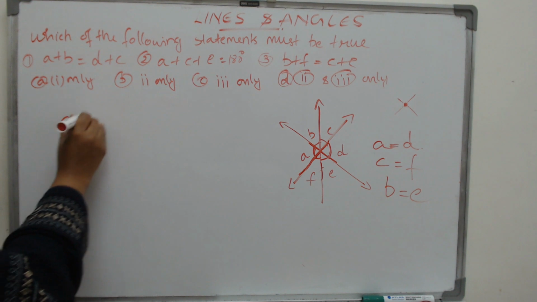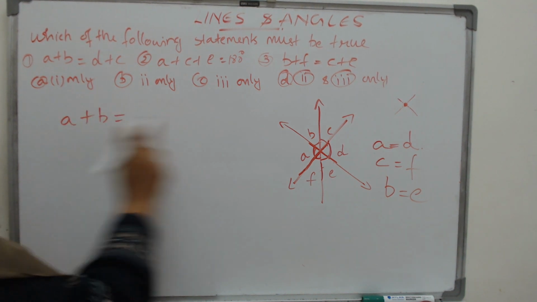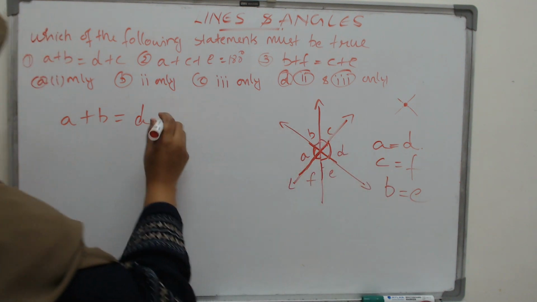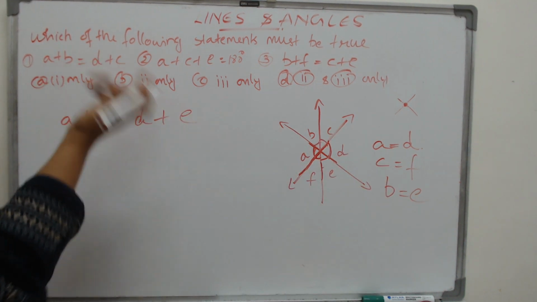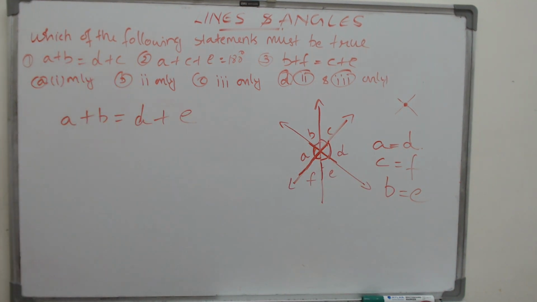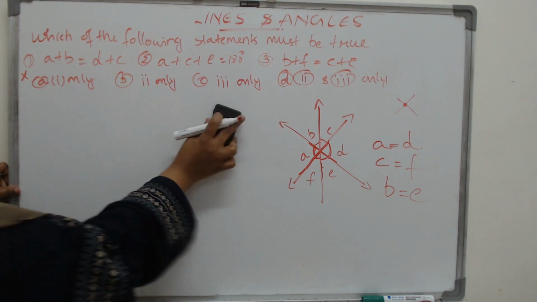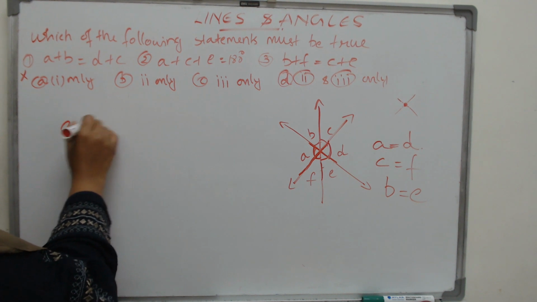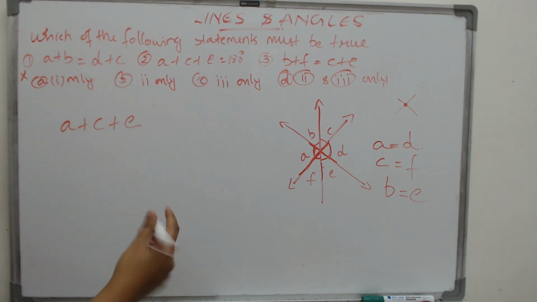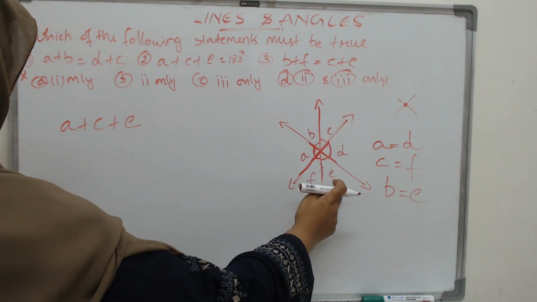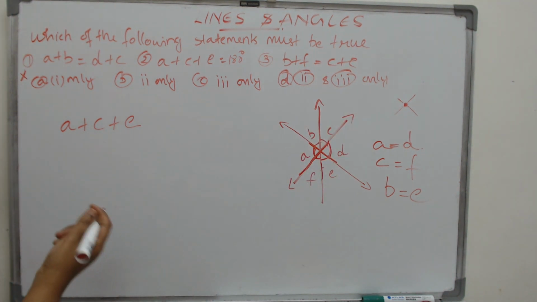Look at the first one, A plus B. What is A equal to? D. And what is B equal to? It is E. Is that the option? No. What they have given is D plus C. So first option is wrong. Look at the next one. A plus C plus E. What are those angles? You have an A here, a C here, and an E here. How can that be 180?